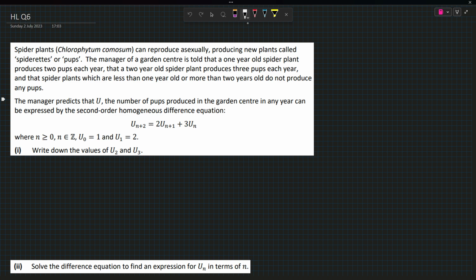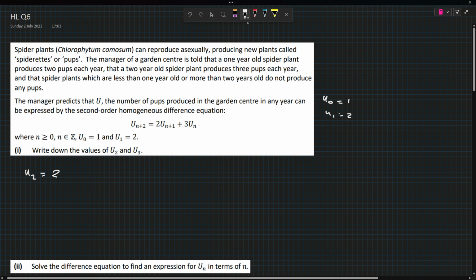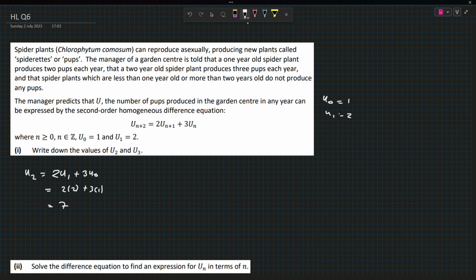We're told to find u2 and u3, but we're given u0. So u0 is 1 and u1 is 2. So u2 would be 2u1 plus 3u0, which is 2 by 2 plus 3 by 1, which is 4 plus 3, which is 7. u3 would then be 2u2 plus 3u1, which is 2 by u2 plus 3 by u1. It's 14 plus 6, which is 20.